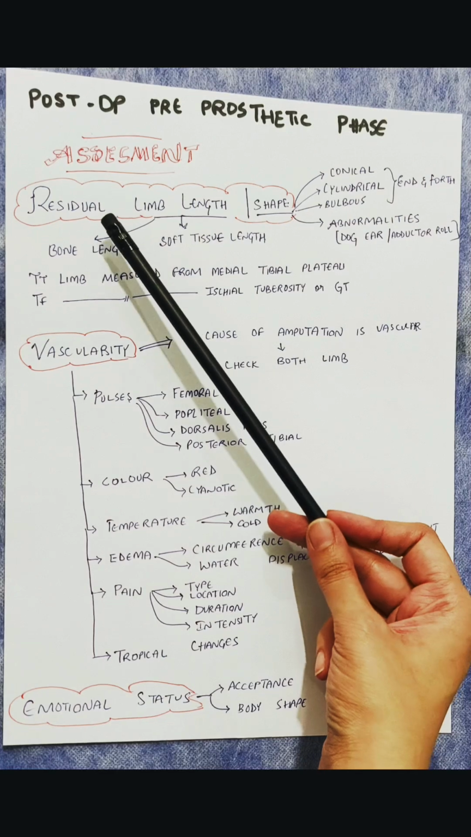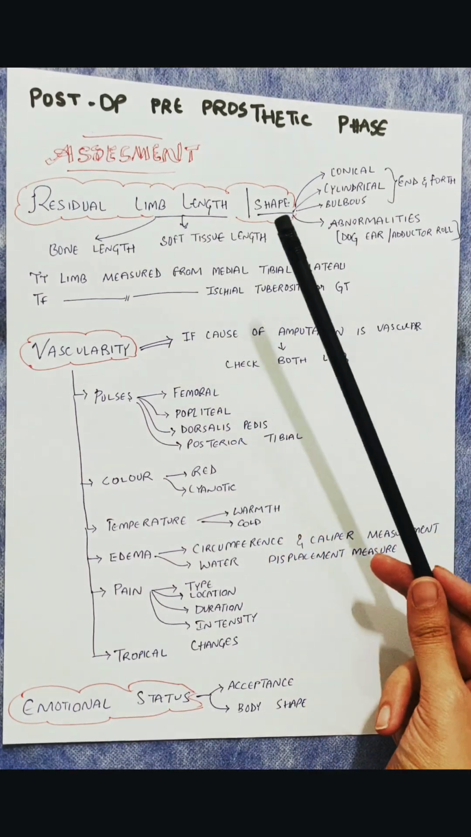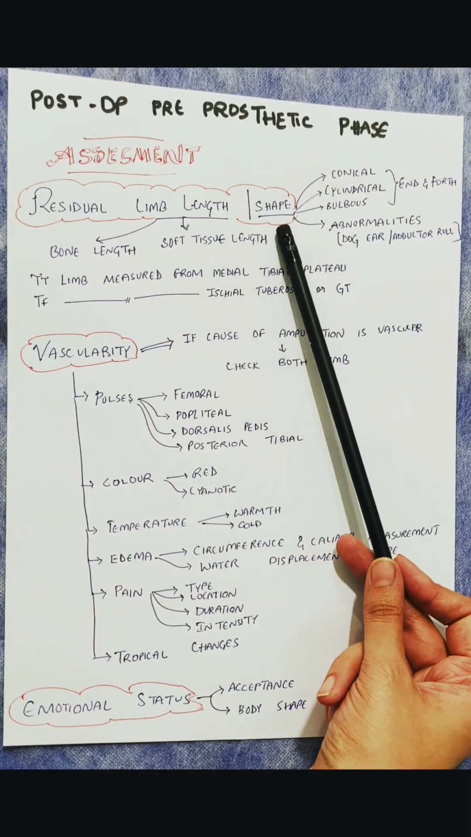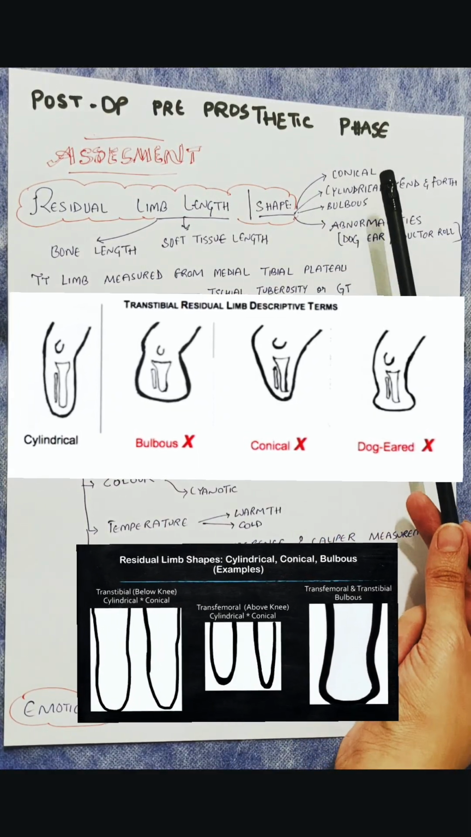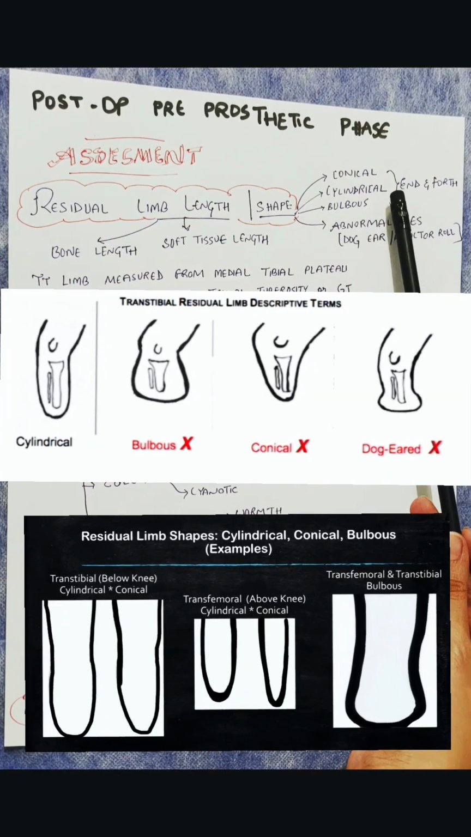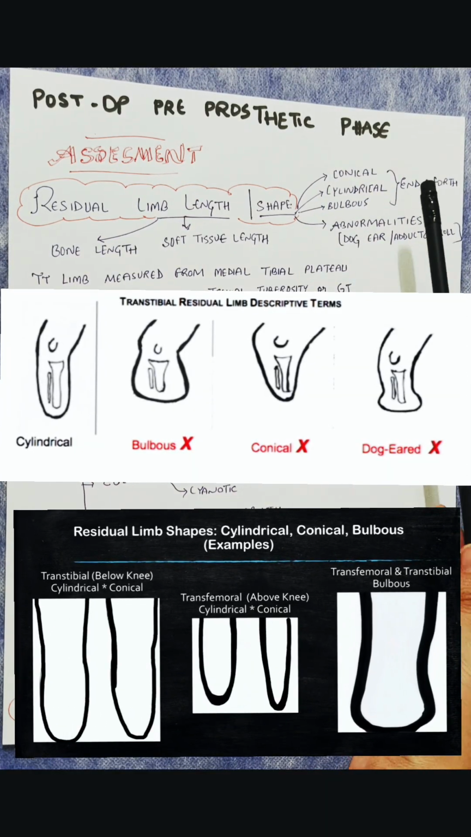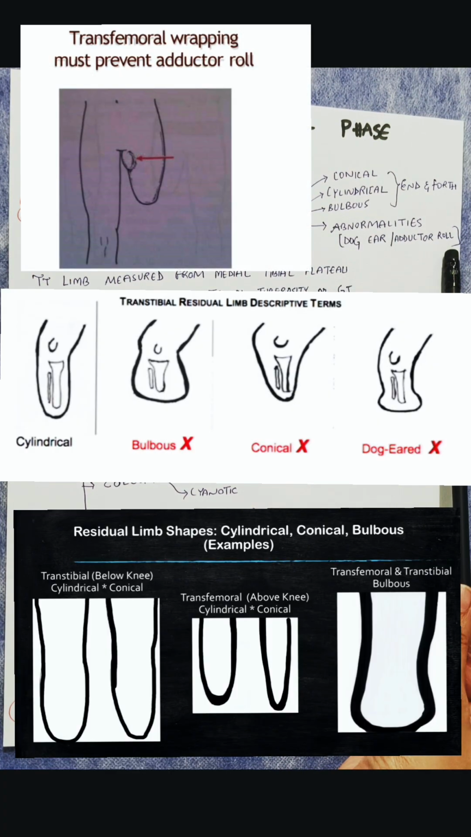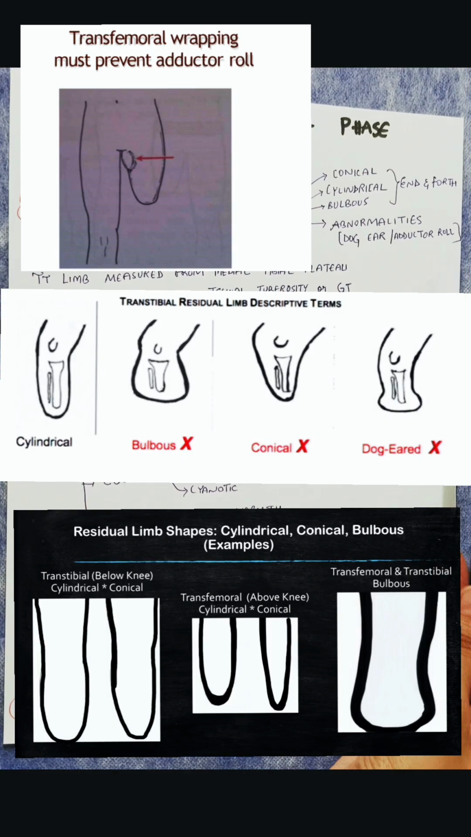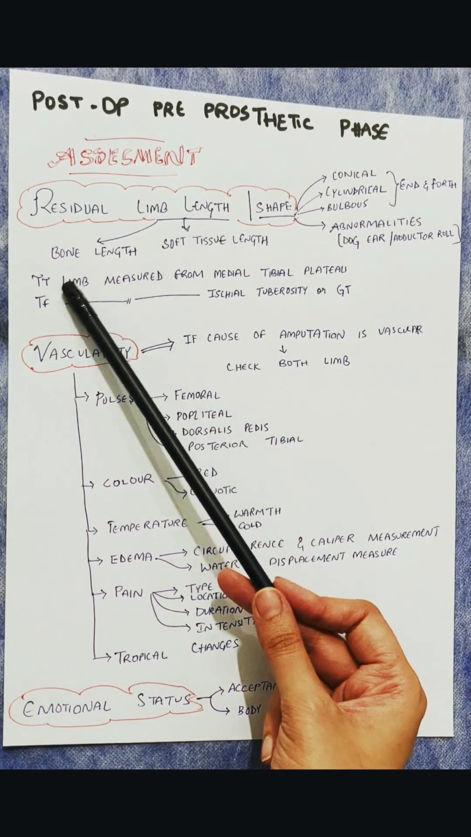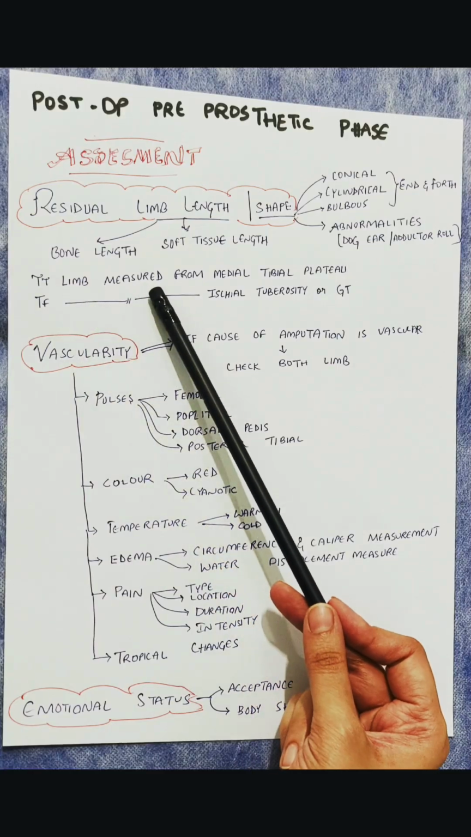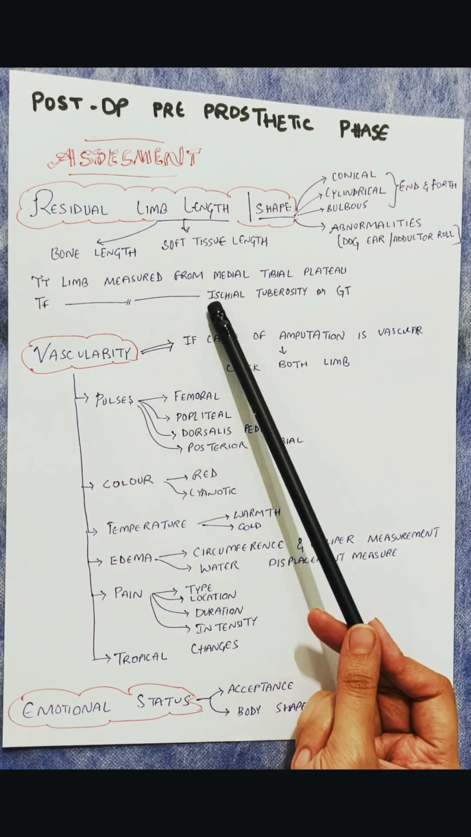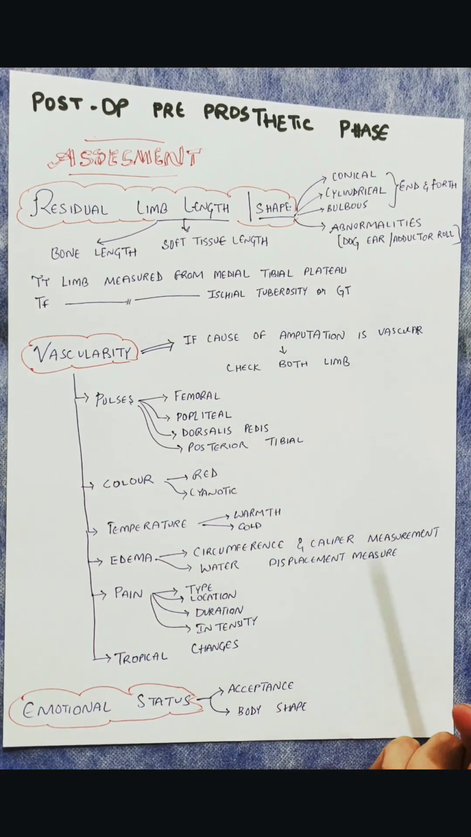We'll go on to checking the residual limb length, the bone length, the soft tissue length, the residual limb shape, whether it is conical, cylindrical, bulbous, especially the end and fourth area, and whether there are any abnormalities such as dog ear or adductor roll, which are very common in amputation. For the bone length, we'll be checking the transtibial limb, which is measured from medial tibial plateau, transfemoral limb measured from ischial tuberosity or the greater trochanter.